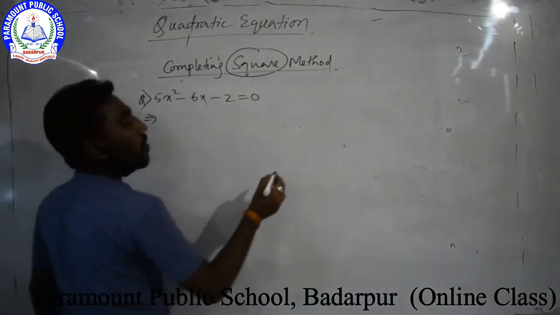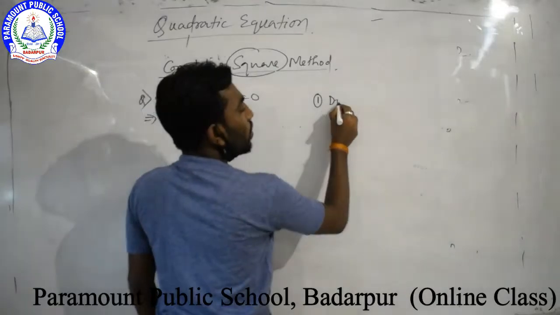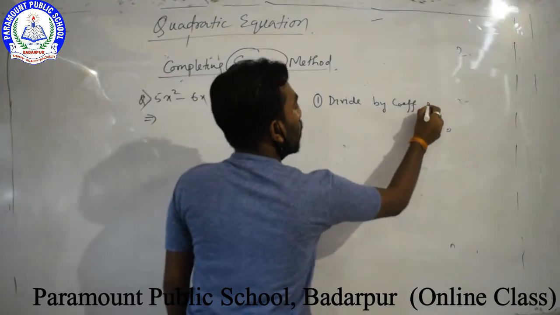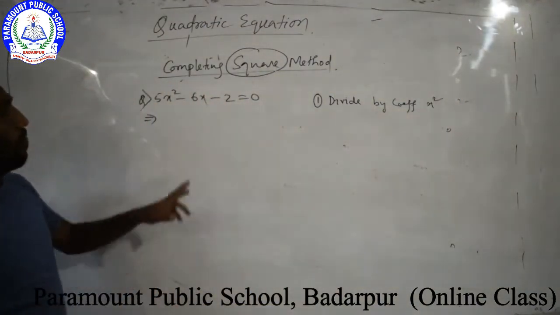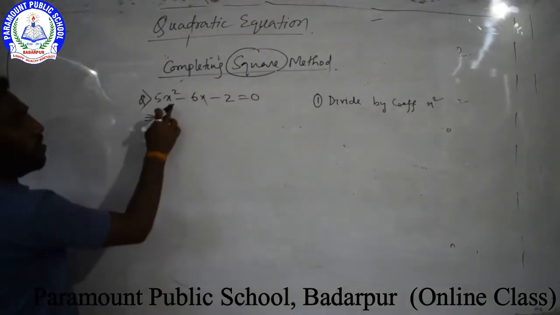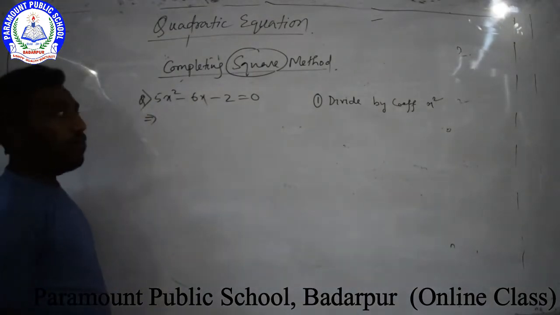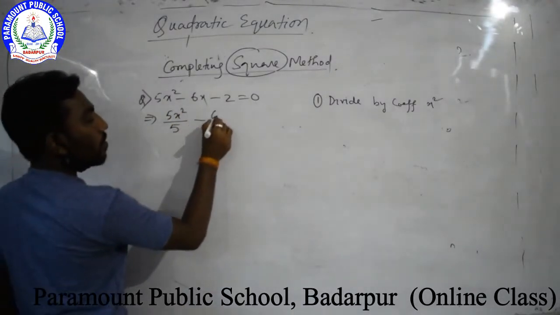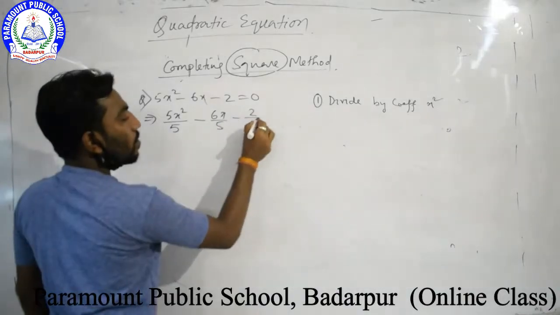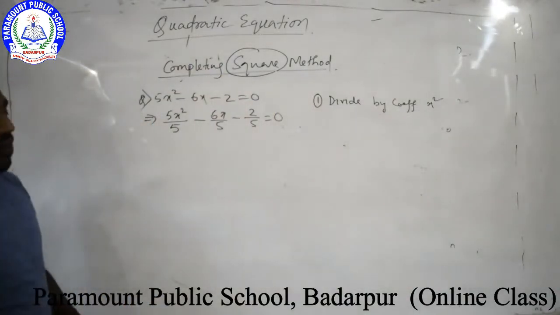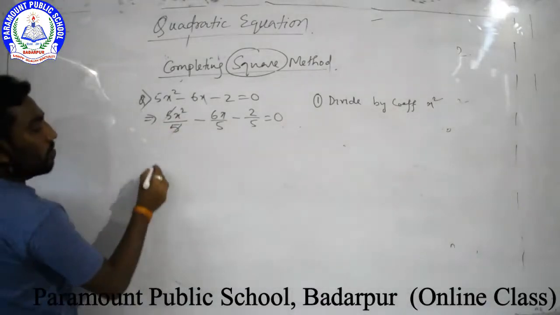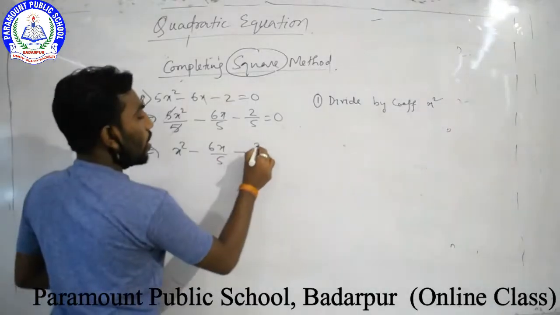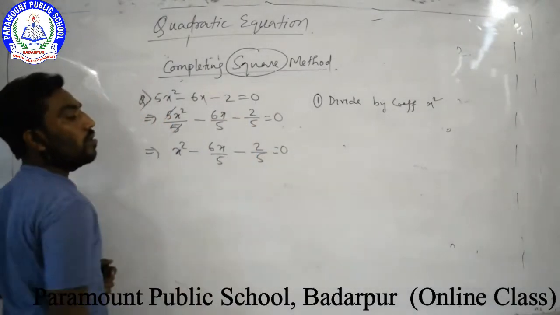What was our first step? Our first step was to divide entire equation by coefficient of x square. So what is the coefficient of x square? We can see the coefficient of x square is nothing but 5. So divide the entire equation by 5. Okay, student? So this 5 and this 5 get cancelled. X square minus 6x by 5 minus 2 by 5 is equal to 0.